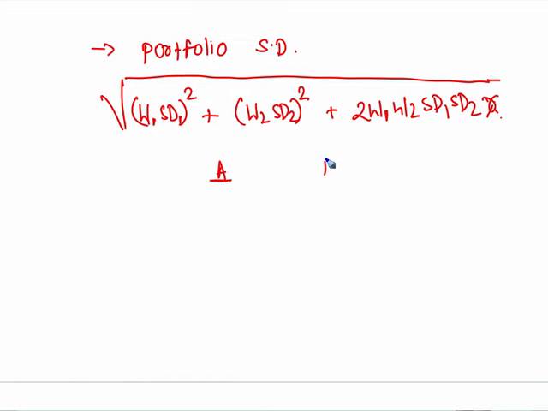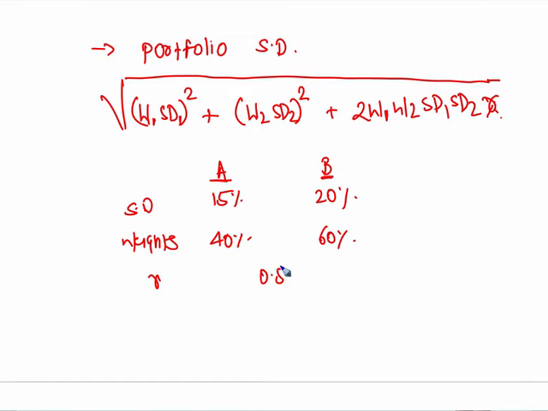Let us say this is A, this is B. Standard deviation of A is 15%, B is 20%. Weights 40%, 60%, correlation coefficient 0.5. Calculate standard deviation of the portfolio. See how you can do it efficiently on your calculator. Let's do it together.